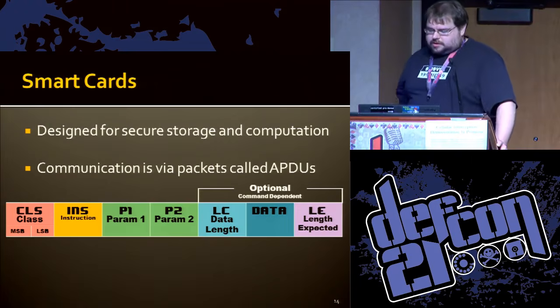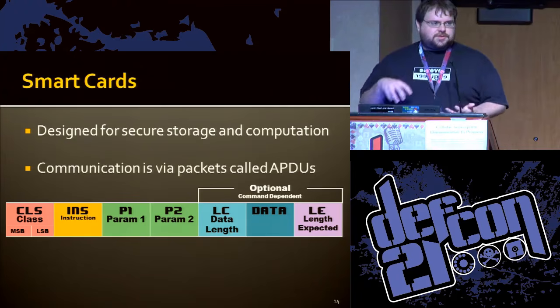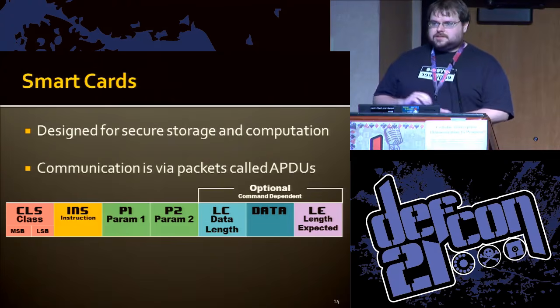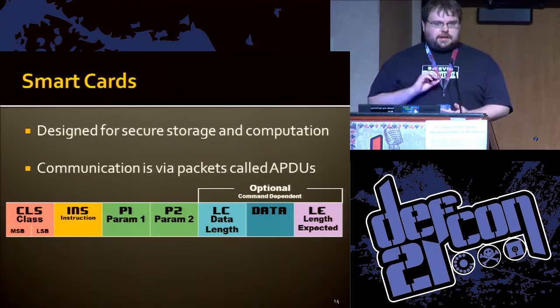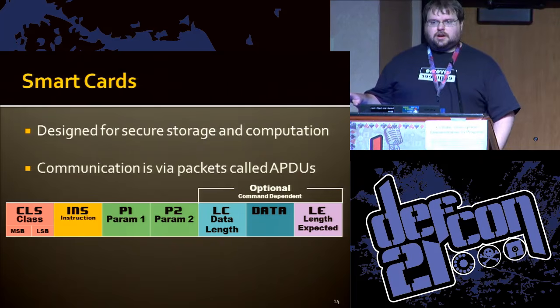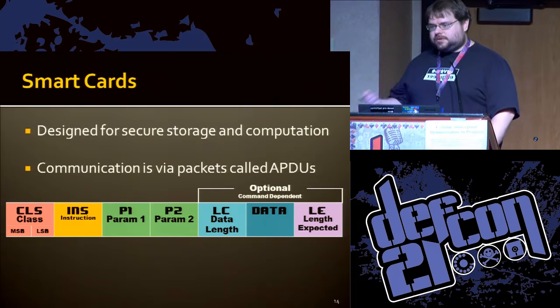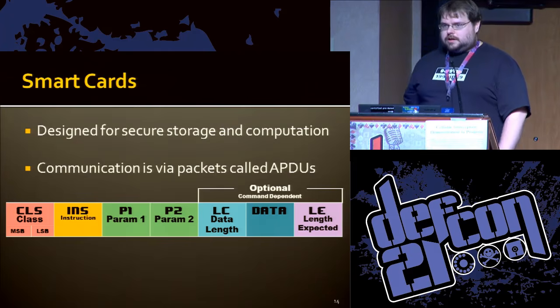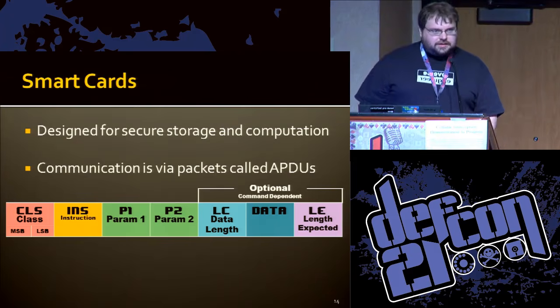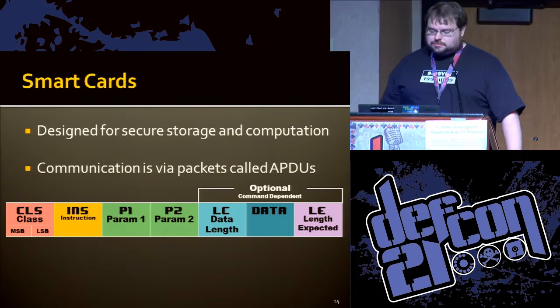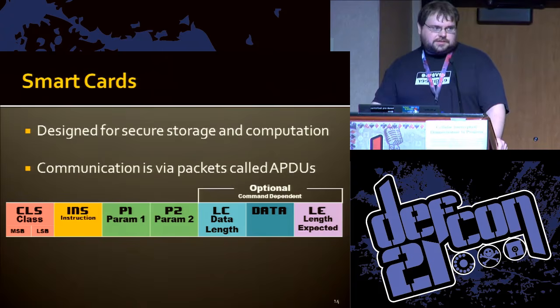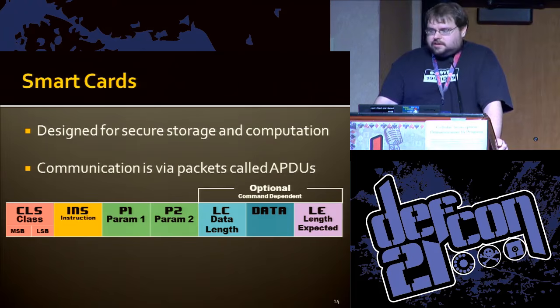So a bit about smart cards. They're designed for secure storage and computation. And one of the key ideas with smart cards is that the secret keys do not leave the card. So you can ask the card to do things on your behalf, like sign things, encrypt things, decrypt things. So these are widely used for like corporate logins. US government uses them a lot. They're used for satellite TV DRM, they're used for eCash in some parts of the world, all sorts of things.